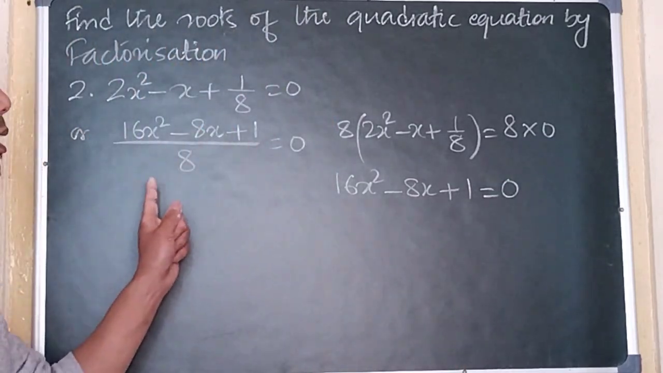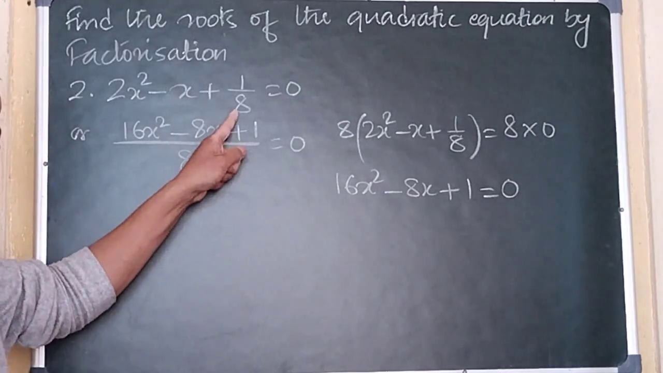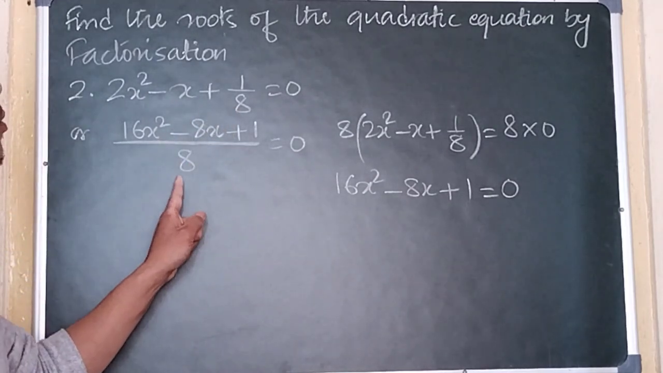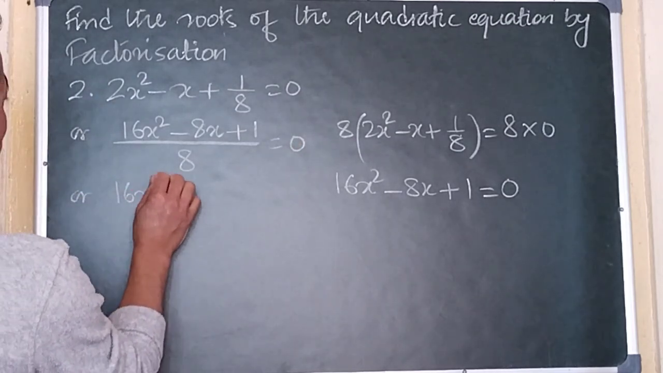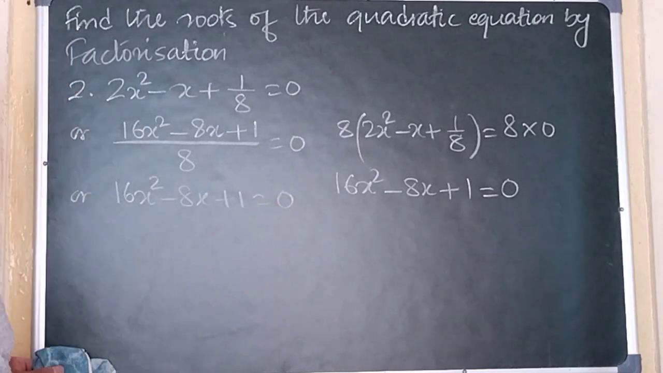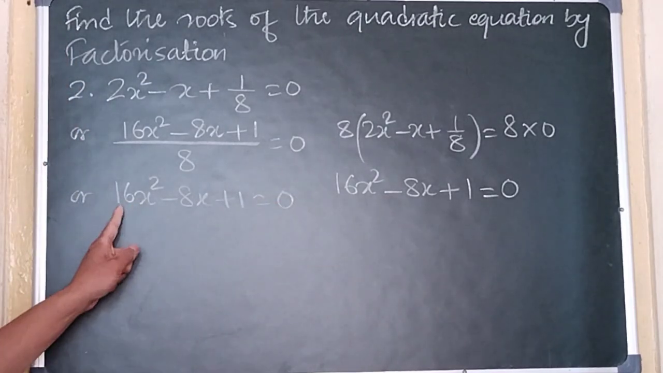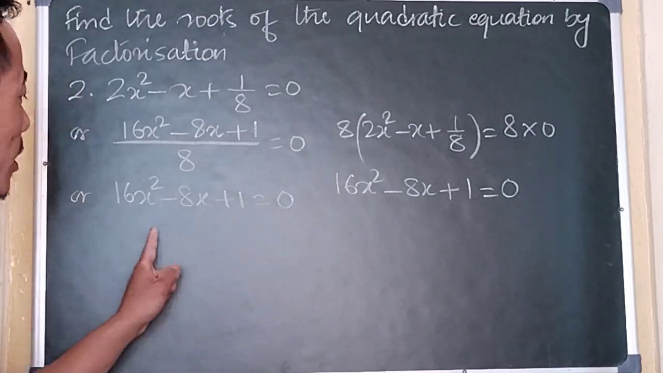So you can follow either of the methods. You can either multiply with 8 in order to remove this denominator, or you can take the LCM and do cross multiplication. So here if you cross multiply, we will get 16x squared minus 8x plus 1 is equal to 0. So our equation to solve will be 16x squared minus 8x plus 1 is equal to 0. So let's take it from here.